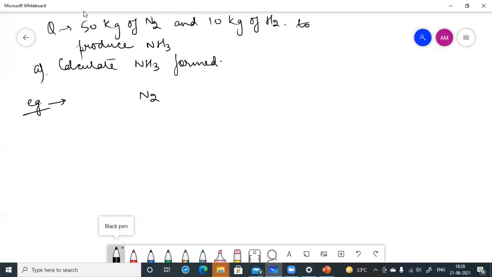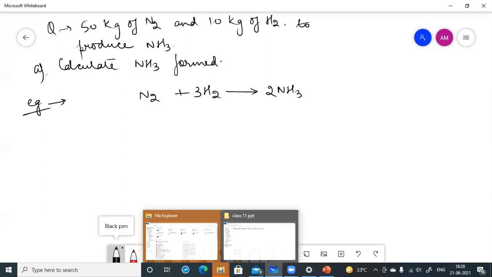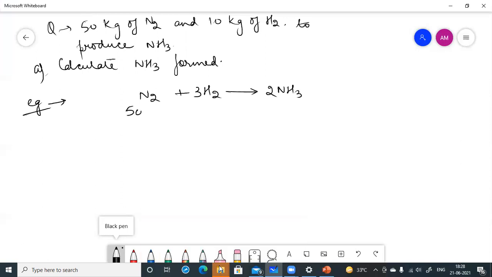So the first step is that you have to write down the chemical reaction and balance it. So this is your balanced chemical reaction. The next step is that you write the amounts which are given. In this question, you are given the amounts of both the reactants. So if you want to find the amount of ammonia formed, the first thing you will do is determine the limiting reagent in this reaction.